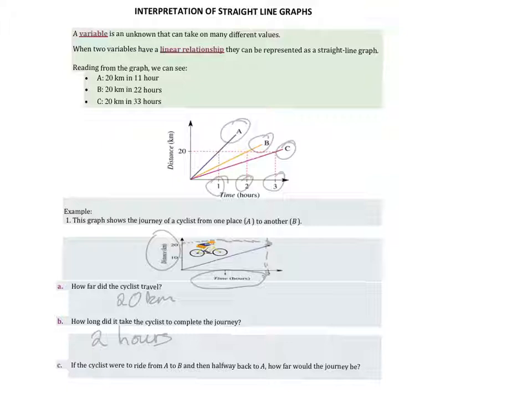it off properly. If the cyclist were to ride from A to B, then halfway back to A, how far would the journey be? Well, we know from A to B was 20 kilometres. We found that in part A. And then he's going back again. Okay, so he's going half the distance, which is another 10 kilometres. So all in all, he has travelled 30 kilometres.